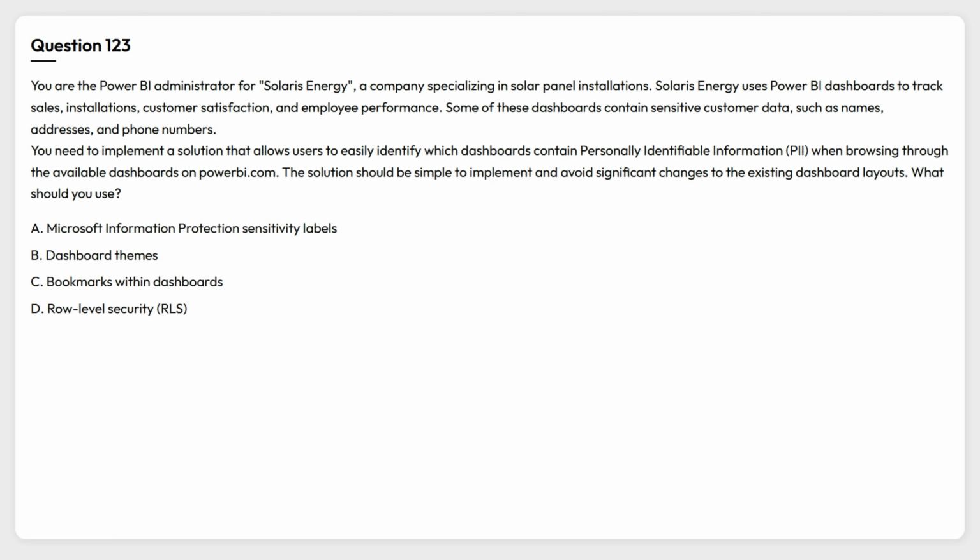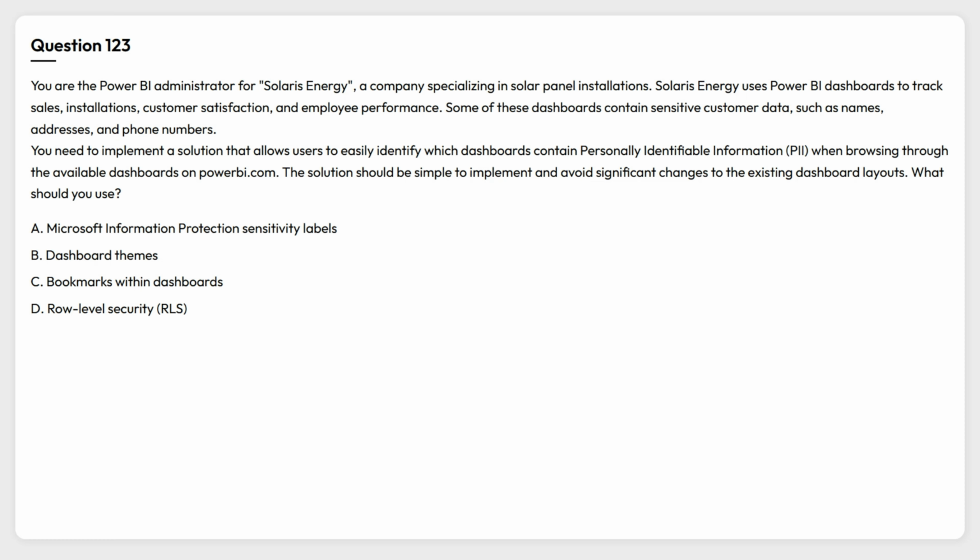You need to implement a solution that allows users to easily identify which dashboards contain personal identifiable information (PII) when browsing through the available dashboards on powerbi.com. The solution should be simple to implement and avoid significant changes to the existing dashboard layouts. What should you use?